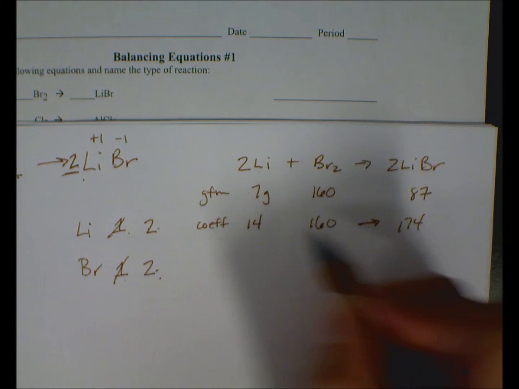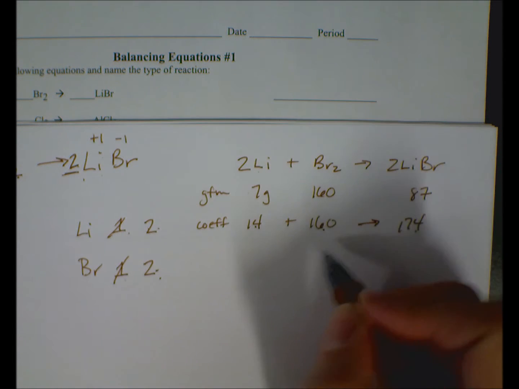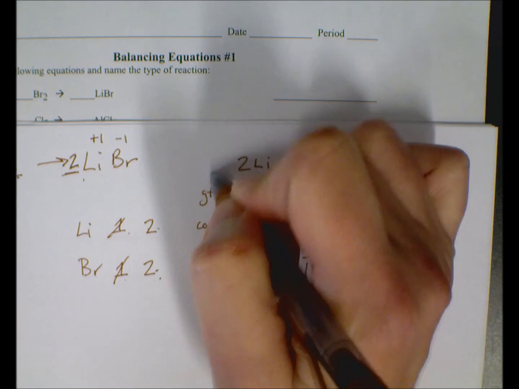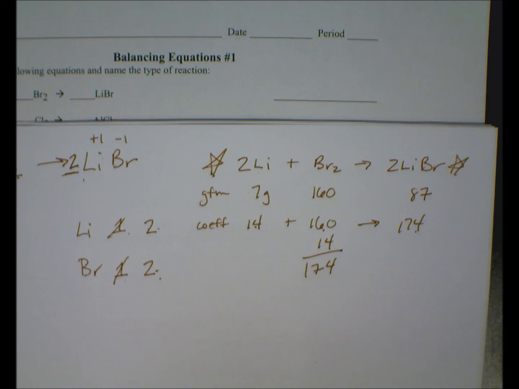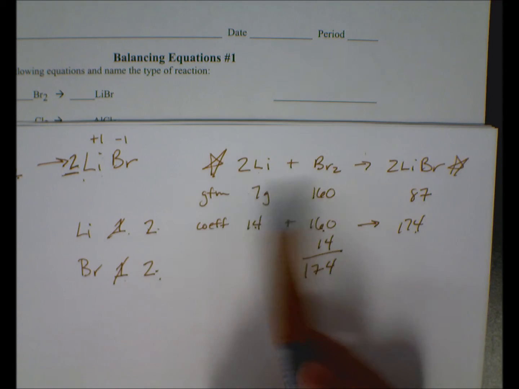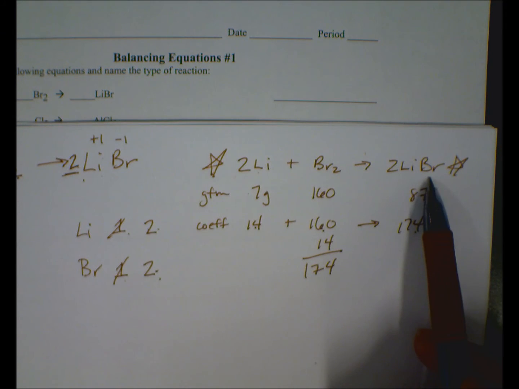So, check. If I take 14 plus 160, does that give me 174? And it does. That means this is balanced correctly, because the masses have to work out. That's what conservation of matter and energy is all about. The mass has to be the same over here. We can't lose an atom. We can't gain an atom. It has to be the same number of atoms on this side.